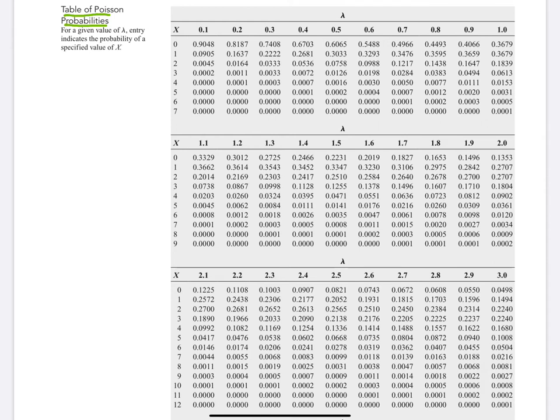So how do we use the table? The Poisson table gives probability distributions of a Poisson variable under different values of the mean number of occurrences.